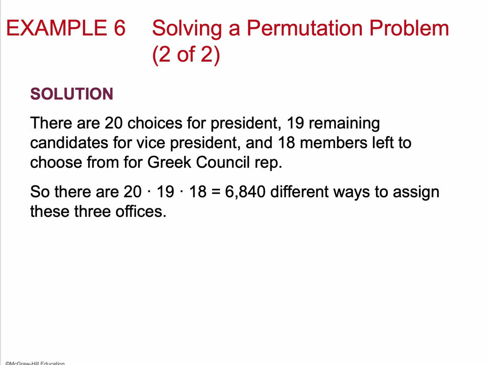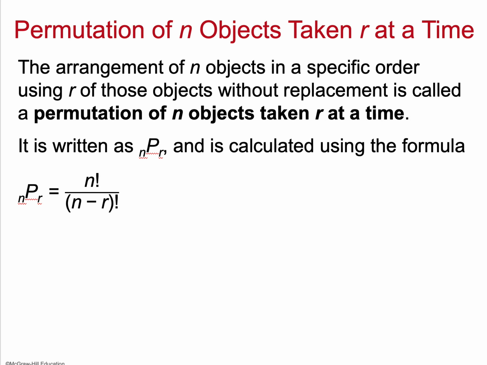So the first person, there are 20 options for. But the president cannot be the president and the vice president, which means that the second slot only has 19 possibilities, and the third one only has 18. So I get 20 times 19 times 18, which is 6,840 different ways. That's a lot to assign those 3 offices. So again, that would be very difficult to do if you were actually writing all of those out.